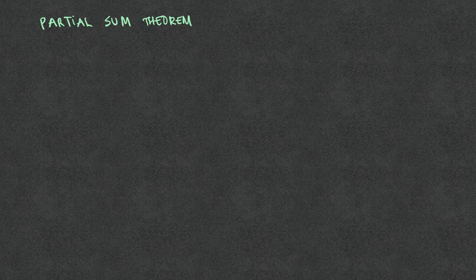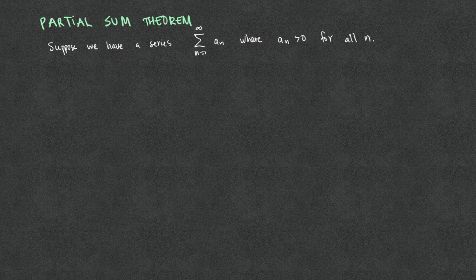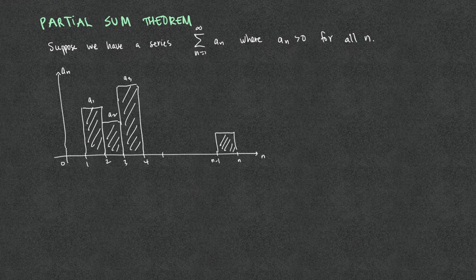The partial sum theorem. Suppose we have a series whose terms a sub n are positive for all n. We can represent this on the graph. Each of the terms has a width of 1 and height a sub i. All of these are above the x-axis.